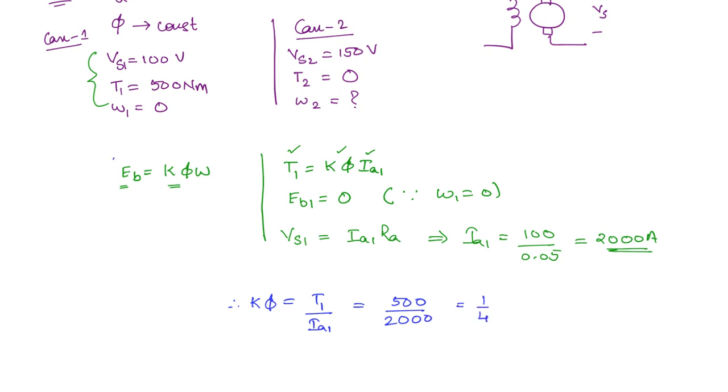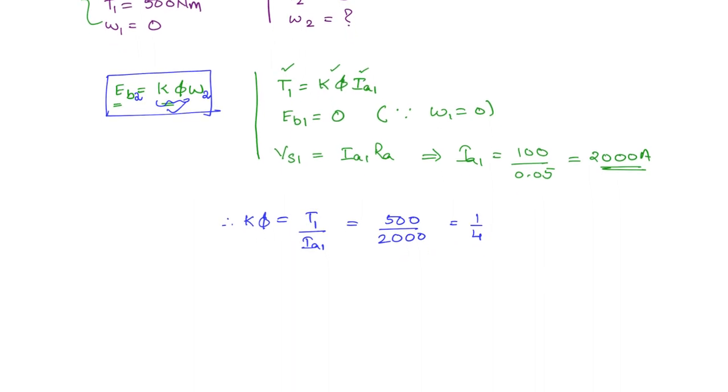Now, EB is equal to K phi omega. We have found out K phi. We need to find EB. EB2 is equal to K phi omega 2. Since it is a no load condition, torque will be 0. That means the current also will be 0. So when the current is 0, what will happen to the back EMF? It will equal the supply voltage. So this is going to be 150 volt.